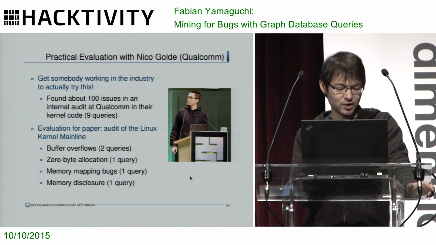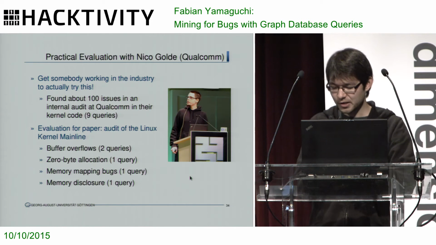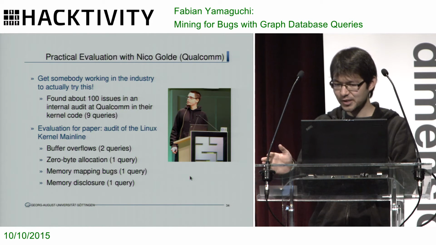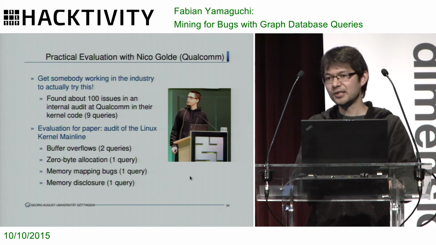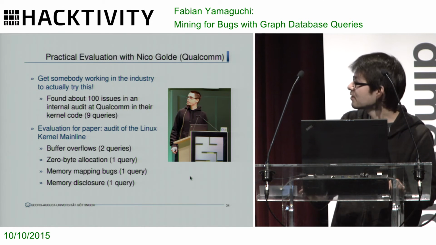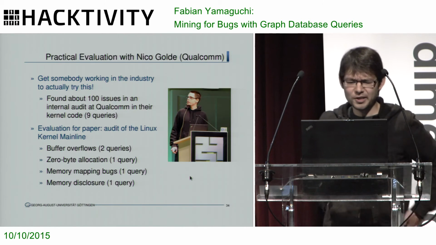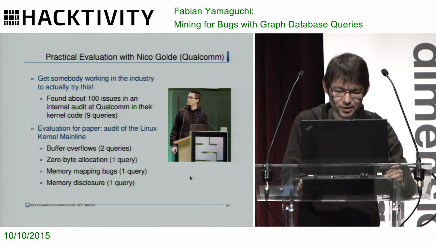Right? So we did a practical evaluation of what this tool can do. I'm just going to make this very short. In the original talk, we talked about all of the details of this, but that was actually not so interesting. The point here is this is not some purely academic thing that really doesn't produce results, but in fact we used the Linux kernel as a case study, and I actually got somebody in the industry to use this. So this is my good friend Nico Golde here from Qualcomm, and he said that they found about 100 issues in an internal audit. Now I don't know what they qualify as issues, and he was not able to really give this out.